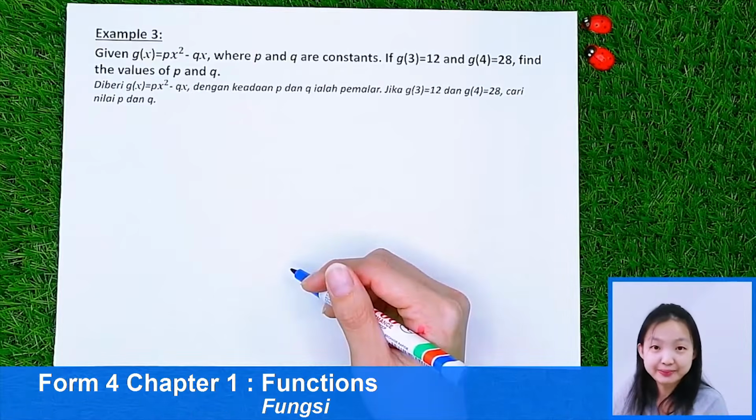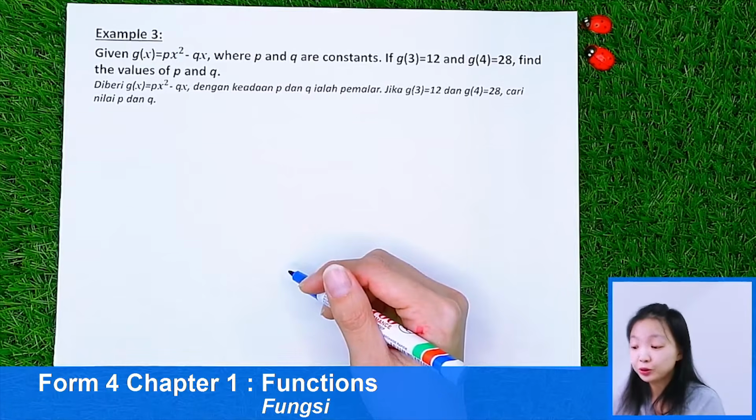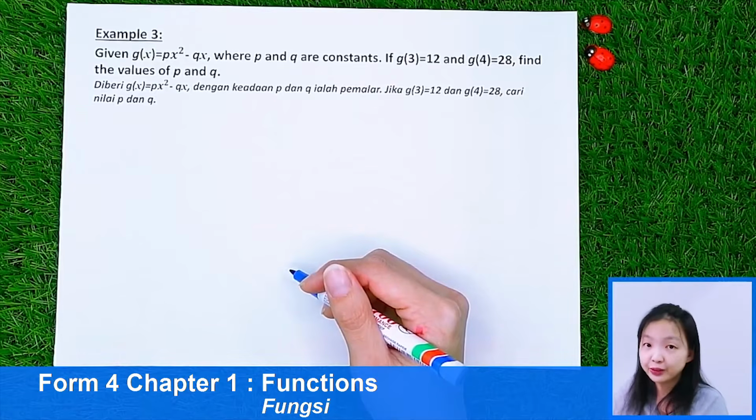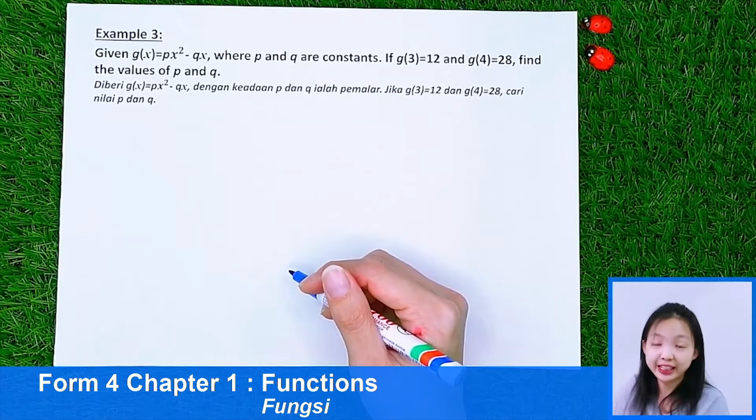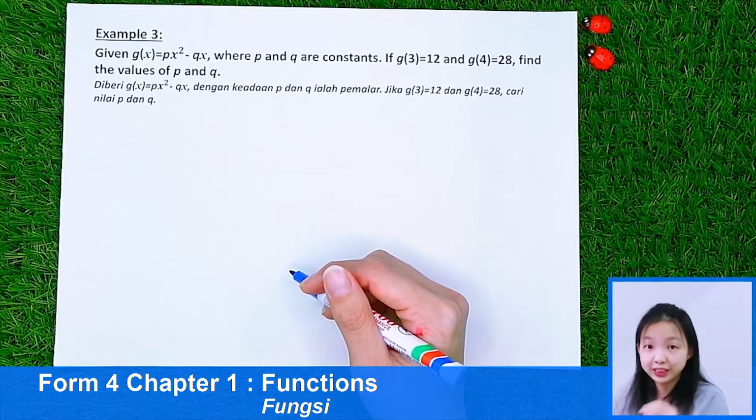Let us go to example 3. Given g(x) = px² - qx, where p and q are constants. If g(3) = 12 and g(4) = 28, find the values of p and q. I want to tell you this question is a popular question, so you must know how to solve it.